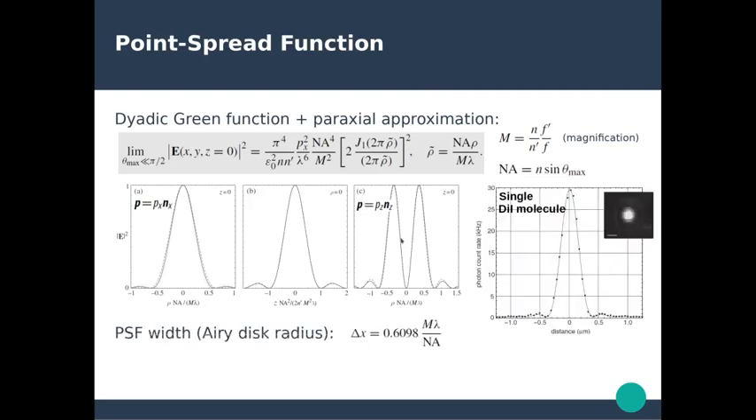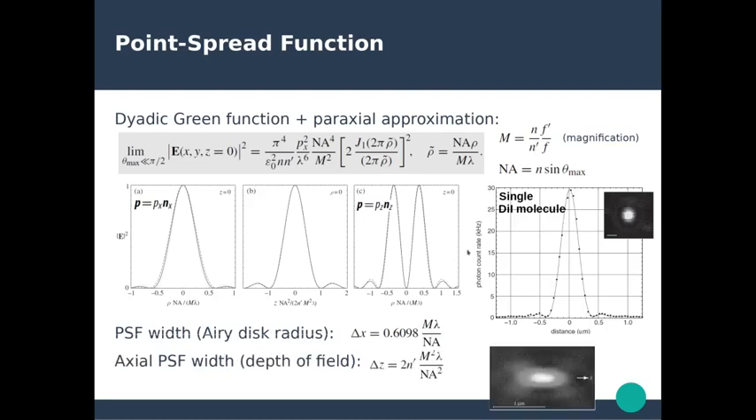You can do that experimentally. You can determine the width of this point spread function, which is also known as the Airy disk radius, similar to the diffraction limit introduced by Abbe, where you now have this magnification. You can also calculate or measure the depth of field, which is just the point spread function length or axial width, and that's going to give you how spread your image is along the optical axis.